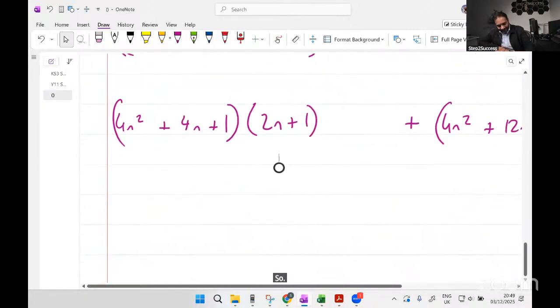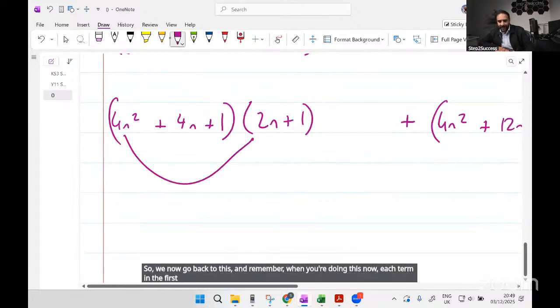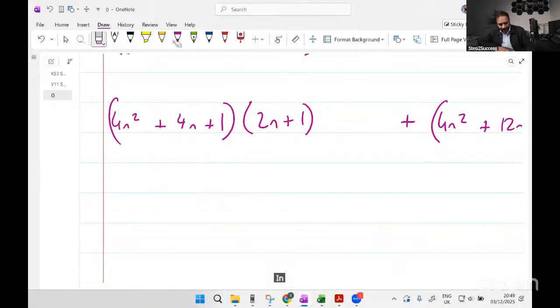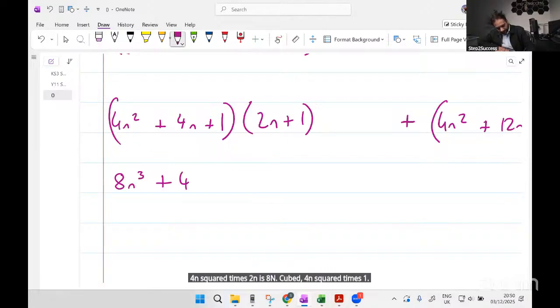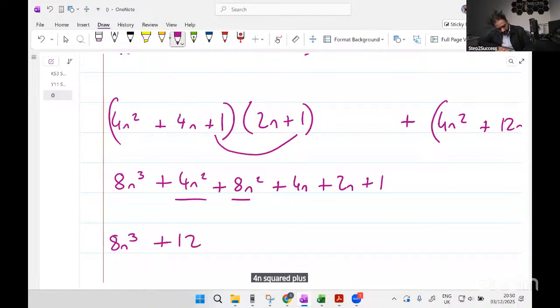So we now go back to this. And remember, when you're doing this now, each term in the first bracket needs to times by every term in the second bracket. So there's quite a lot to do. 4n squared times 2n is 8n cubed. 4n squared times 1 is 4n squared. 4n times 2n is 8n squared. 4n times 1 is 4n. 1 times 2n is 2n. And 1 times 1 is 1. Let's simplify this. 4n squared plus 8n squared is 12n squared. 4n plus 2n is 6n, plus 1.